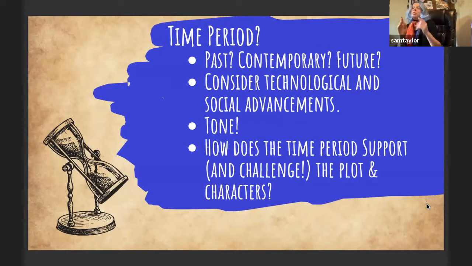Another thing you're thinking about, so you've got secondary world or real world fantasy. You've got the setting and the landscape. You want to be thinking about the time period as well. Is this a story that takes place in the past? Is it happening right now? Is it even happening maybe a bit in the future? Think about the technological and the social advancements that are present in each time. What do you need for this story you're trying to tell, for this world that's starting to take shape in your mind?